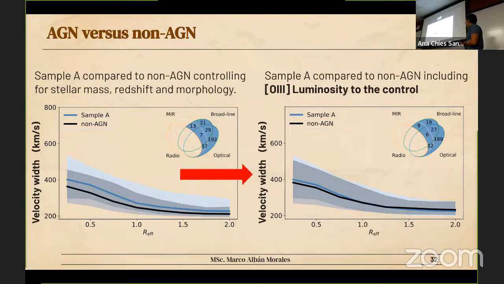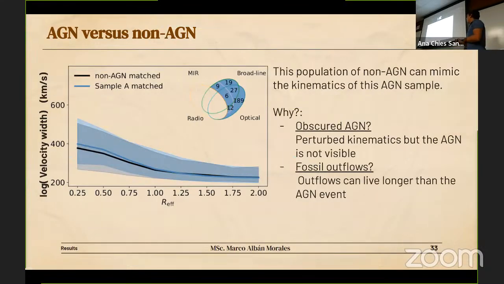This doesn't happen with the radio sample, and some speculation is that there might be a population of obscured AGN still in the non-AGN sample. Or this could be evidence for fossil outflows, which basically means that outflows can still be ongoing after the AGN turned off, and we might be seeing a population of these mixed in the non-AGN sample.